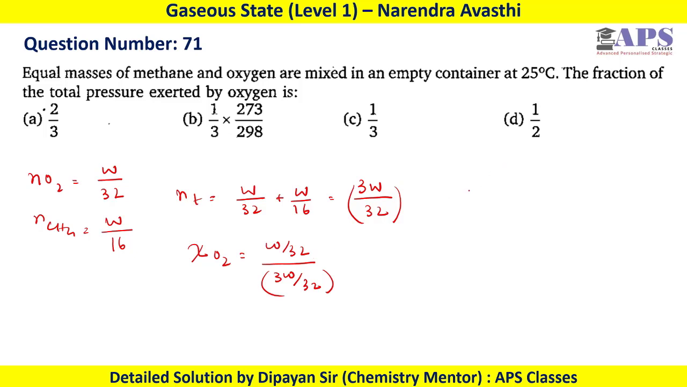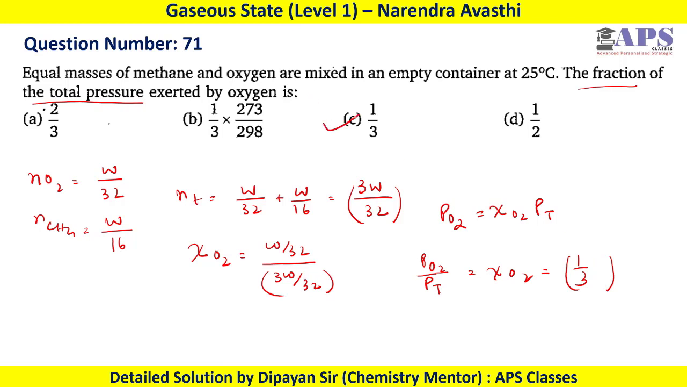So if we calculate the partial pressure of oxygen or the fraction of the total pressure, that is called partial pressure, we have to multiply mole fraction of that gas with total pressure. Okay, so now we can calculate the fraction like this: partial pressure of oxygen divided by total pressure, that is mole fraction. So it is going to be 1/3. So option C will be the correct option.